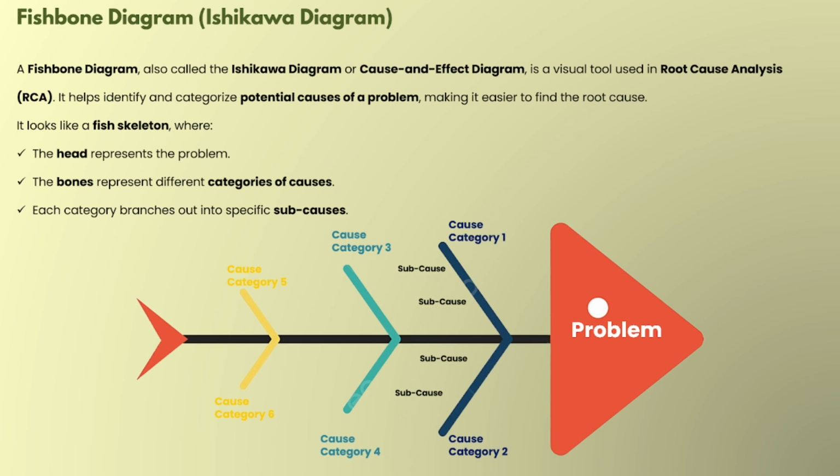And see how the skeleton is divided. Here we can see the head represents the problem, then bones represent different categories of causes, and each category branches out into specific sub causes. Now let's try to implement this fishbone diagram in a real world loan management system, and let's see how the fishbone diagram helps to identify the causes of the problem.